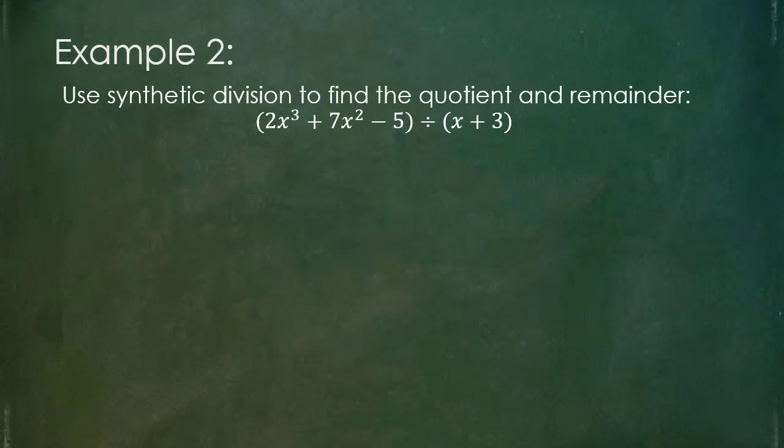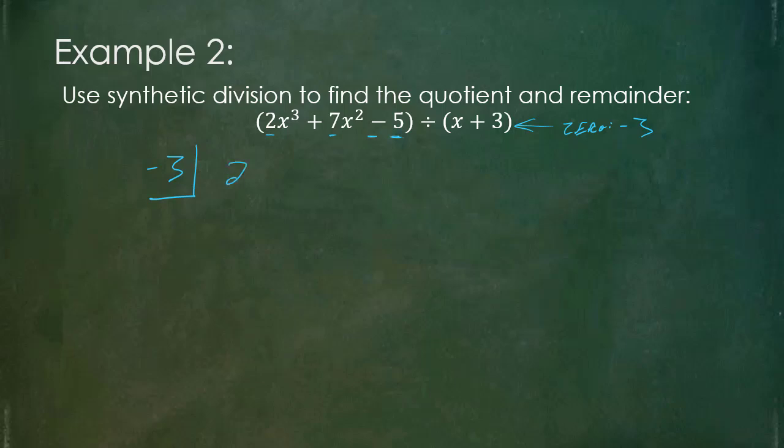So let's go ahead and get an example out in the open. I'm going to set up the box here. The box is going to have whatever the 0 of the thing I'm dividing by is. So if I'm dividing by x plus 3, the 0 of that would be -3. That's the number that goes inside this box. Then I set it up with my coefficients. It looks like I've got a 2, a 7, and I actually skip over the x term, so there needs to be a 0 in this spot, and then a -5 for the last part.